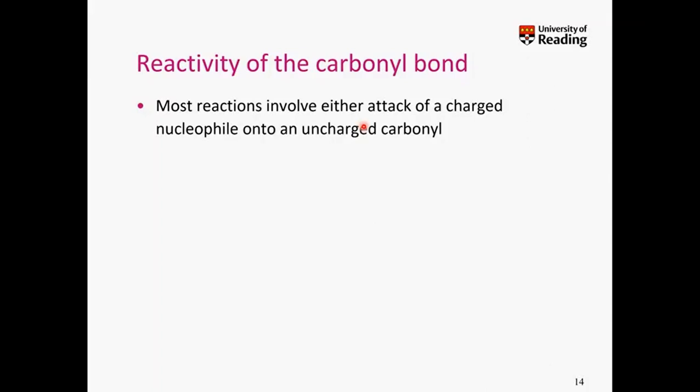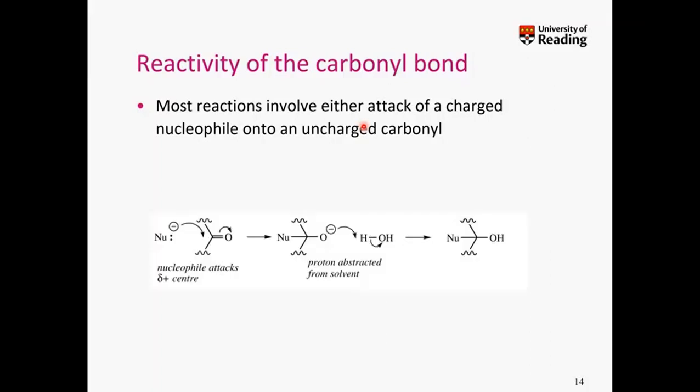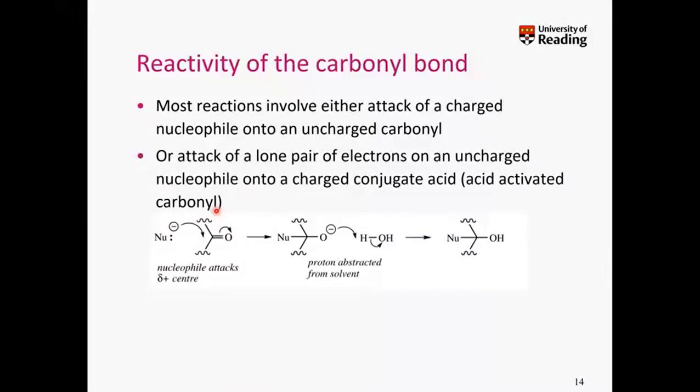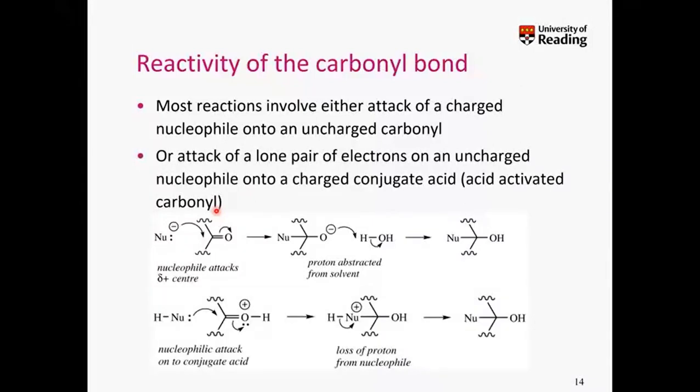So most of them are going to be either attack of a charged nucleophile onto an uncharged carbonyl. So here is our charged nucleophile. This is our uncharged carbonyl. We're going to get that nucleophilic attack. And remember, the carbon in the carbonyl is the thing that's electron deficient. So you either get this charged nucleophile, a very strong nucleophile versus a standard carbonyl group, or you're going to get the lone pair of electrons of an uncharged nucleophile. So that's down here. We've got this lone pair of electrons.